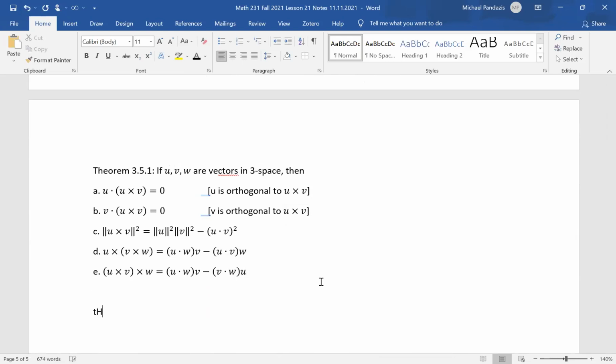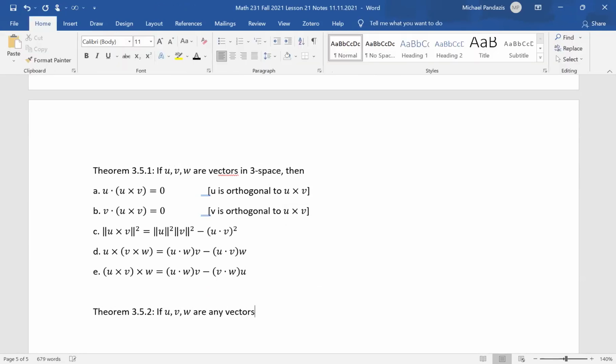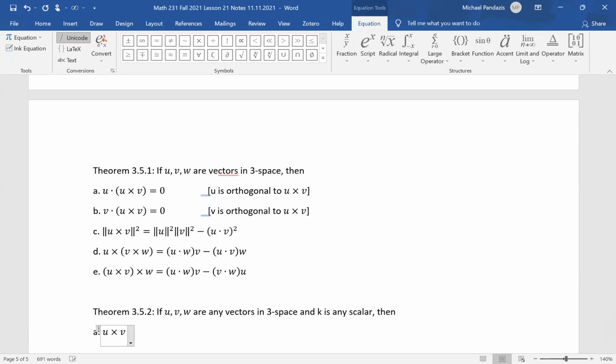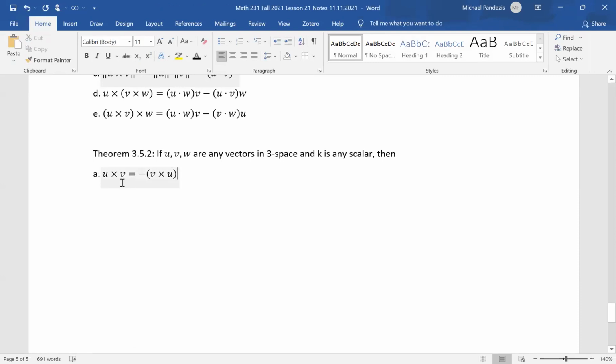The next theorem is theorem 3.5.2. If u, v, and w are any vectors in 3 space, and k is any scalar, then, so k is a number, A says u cross v is equal to the negative of v cross u. Remember, I said that it being the first and second component matters. For A and B before, these are slightly different results because u is the first thing and v is the second thing. So u cross v does not equal v cross u. U cross v equals the negative of v cross u.